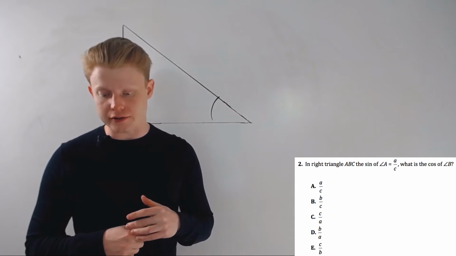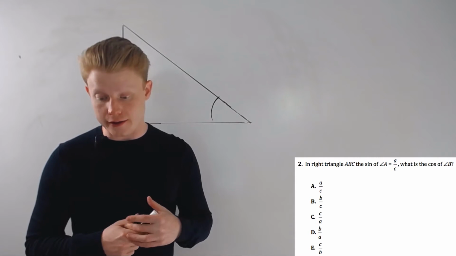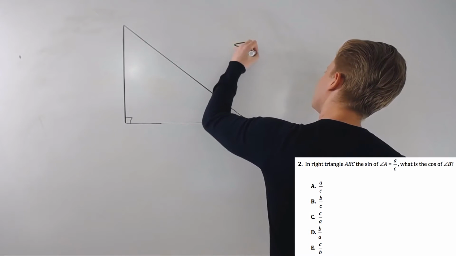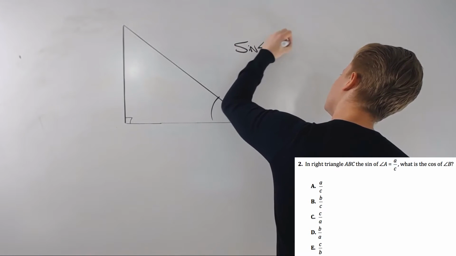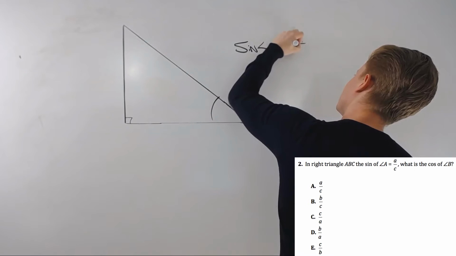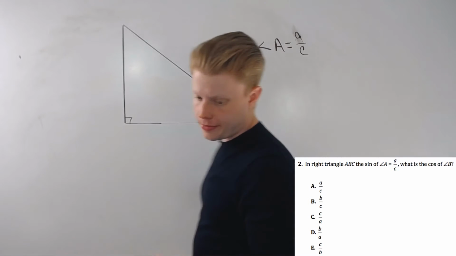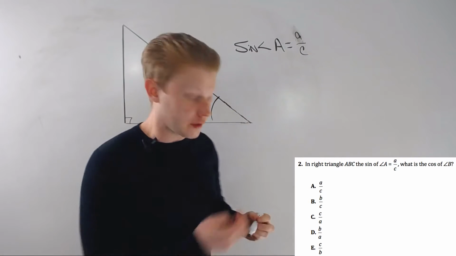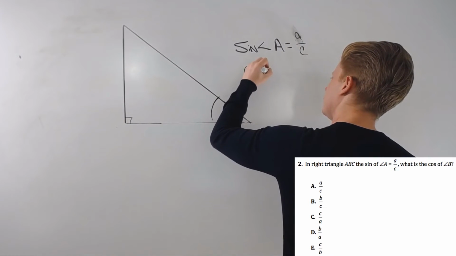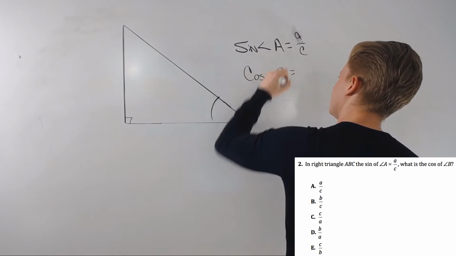All right, so let's look at what we've got here. Right triangle ABC, the sine of A is little a over little c. What is the cosine of angle B?